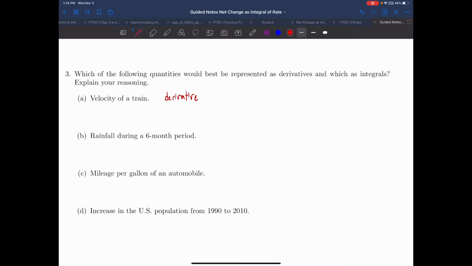Rainfall during a 6-month period. So that's going to be the accumulation of rain over a 6-month period. It's not going to be day 1 and then it goes away and then it rains day 2 and we have another set of raindrops. This will just be an accumulation. So anytime we talk about an accumulation of something, whether it's people, rain, whatever, this is best described with an integral.